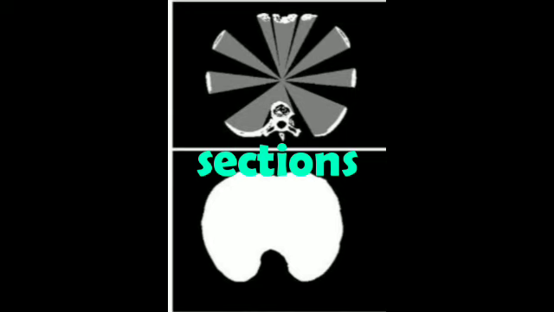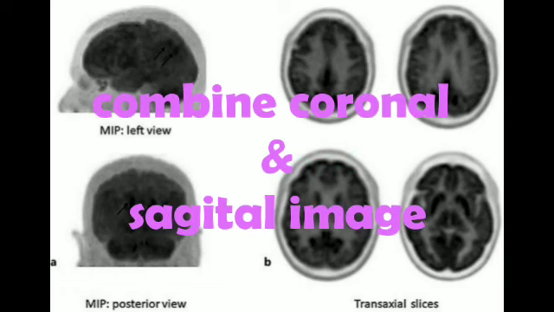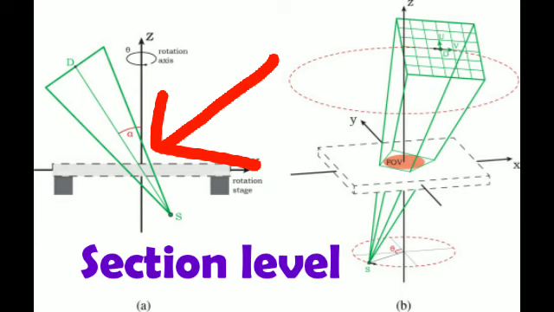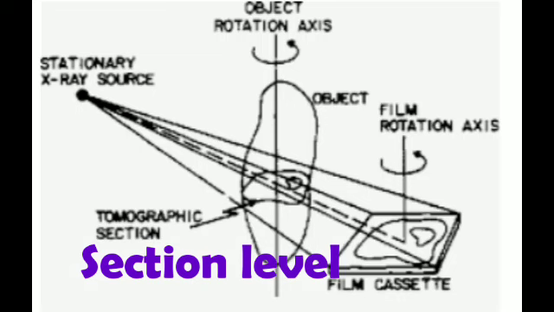If you have any doubts, please feel free to share. This is the cross section of the area, how it is taken. This is how we combine the sagittal and coronal when we form the image. This is the X-ray source, and this is the image.